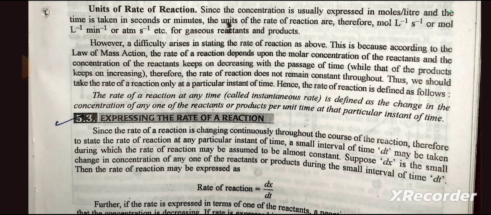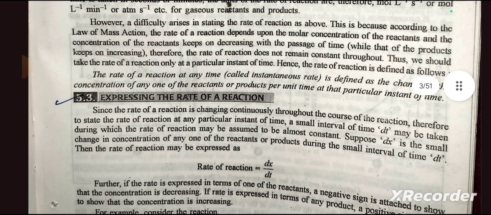However, difficulty arises in stating the rate of reactions as above. This is because, according to the law of mass action, the rate of reaction depends upon the molar concentration of the reactants, and the concentration of the reactants keeps on decreasing with the passage of time, while that of the product keeps on increasing. Therefore, the rate of reaction does not remain constant throughout. Thus, we should take the rate of reaction only at a particular instant of time.